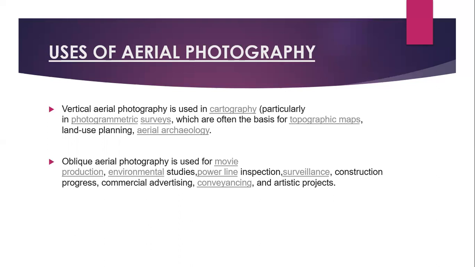Oblique aerial photography is used for movie production, environmental studies, power line inspection, surveillance, construction progress, commercial advertising, conveyancing, and artistic projects. So these are all actually topics of remote sensing GIS. So more or less over here, these are the uses mentioned.